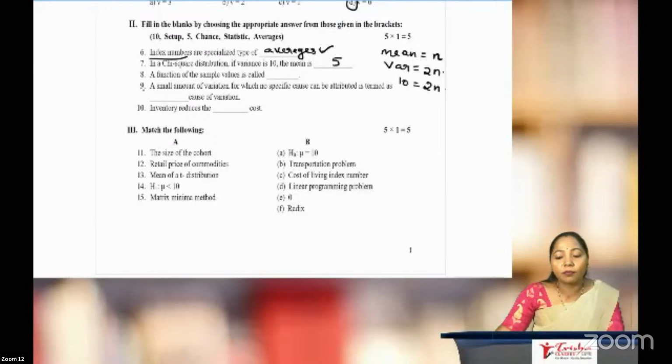Okay, ninth question is from SQC. A small amount of variation for which no specific cause can be attributed is called dash cause of variation. What are the two types of variation that you can expect? In this case it is chance. Chance, correct, which is random in nature. The last question from OR. In this case, it is from inventory. Inventory reduces the dash cost. Which cost? Inventory reduces setup cost. Very good.